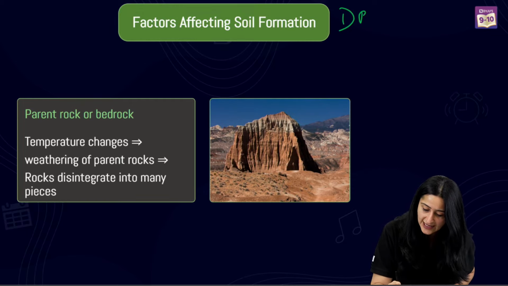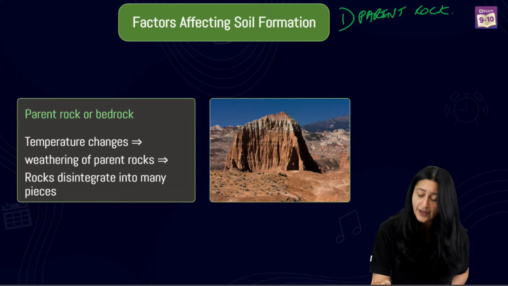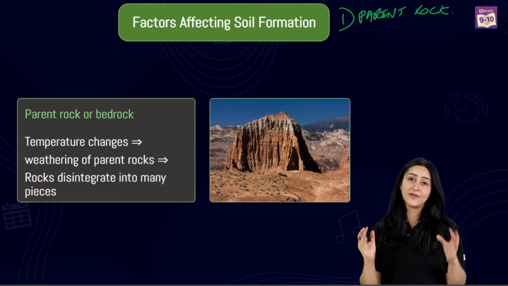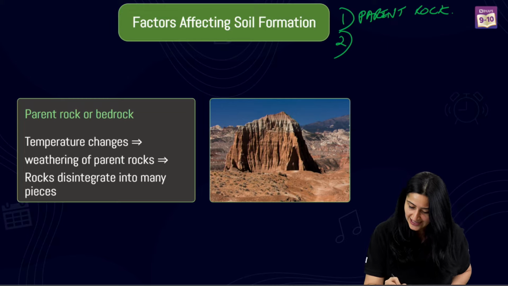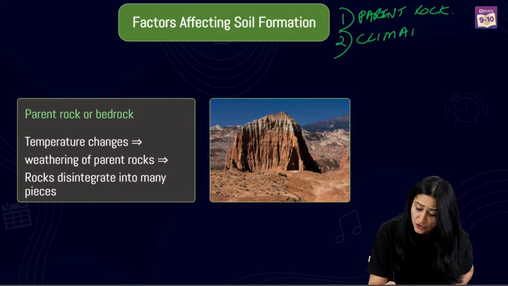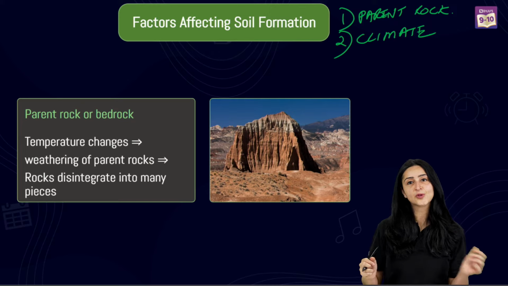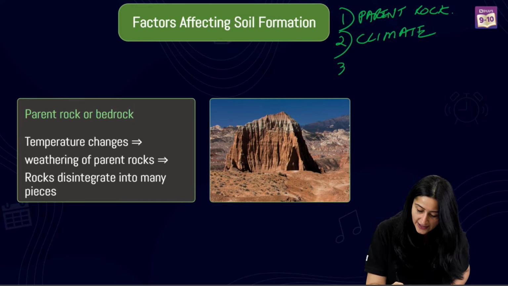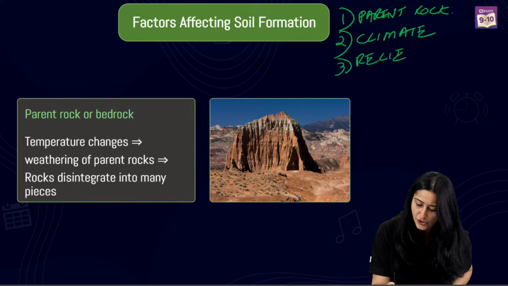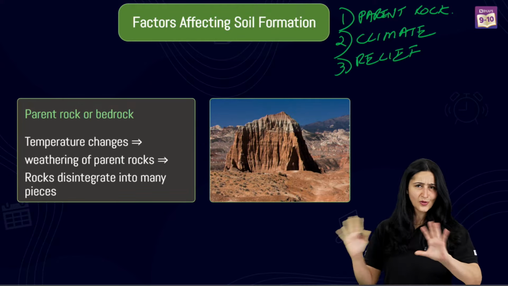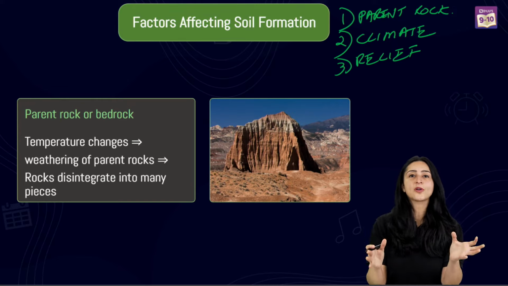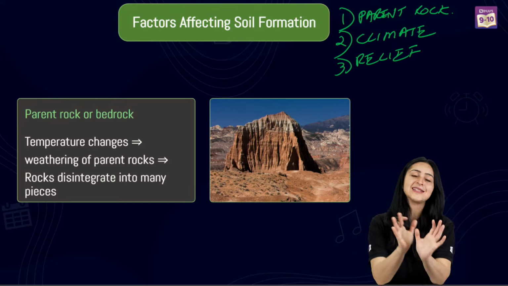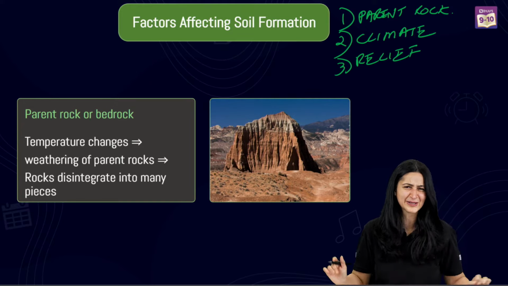The first one is the parent rock. I told you earlier that this is what disintegrates or breaks down to give us our soil. Then the second factor that we are going to be discussing today is climate, which also really affects soil formation. Then the third one is relief, or altitude, or slope. It's all the same thing. Relief features: how is the land, what is the topography of the land, is it sloping? I will be covering this in just a little bit so that you understand this.